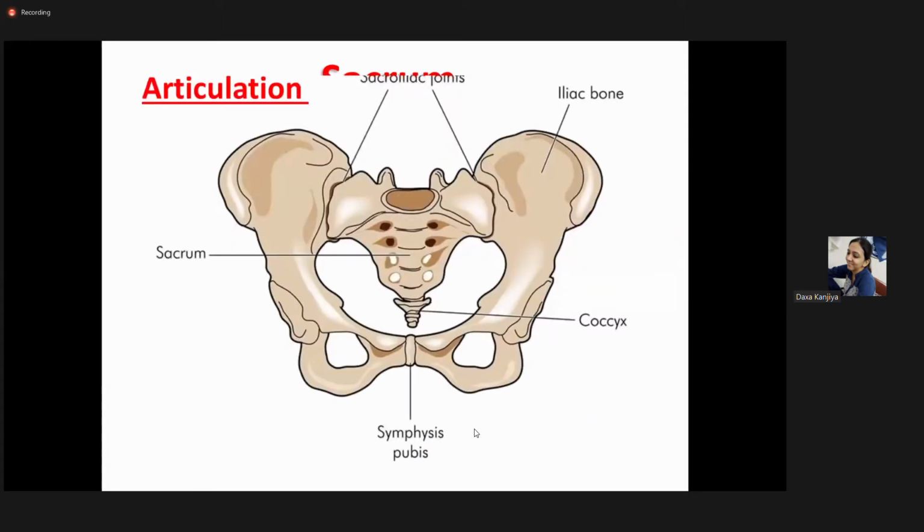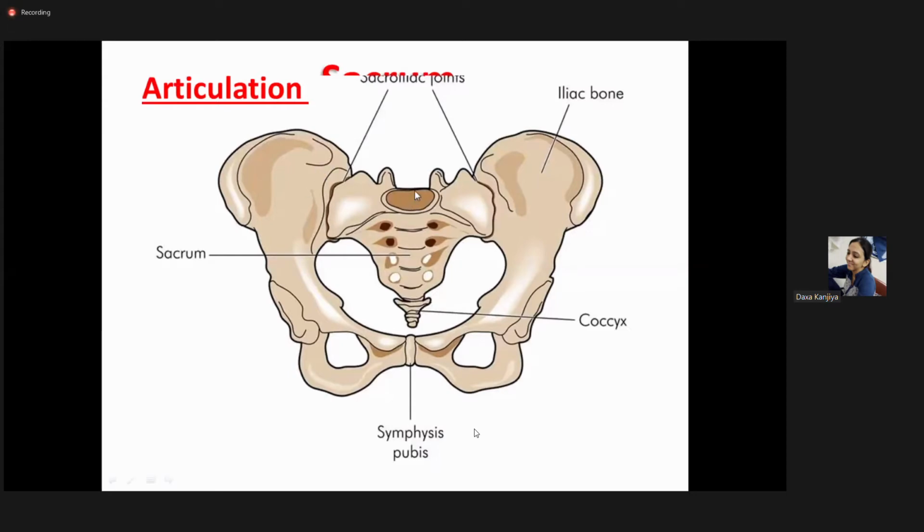Now its important articulations. One you have already learned. On either side, sacrum articulates with the iliac part of the hip bone and it forms the sacroiliac joint. See here, this is the sacroiliac joint. And if you remember, it is of plain synovial joint. So on either side, it forms the sacroiliac joint, which is of the plain synovial joint.